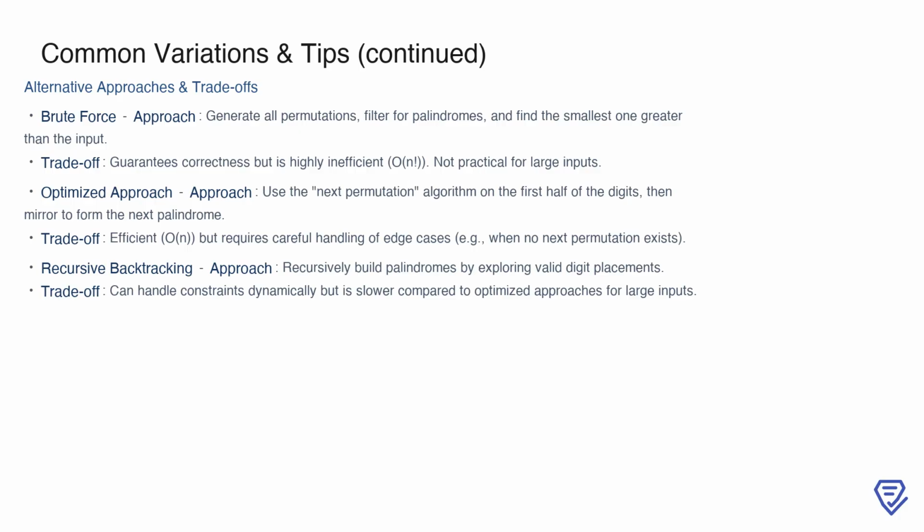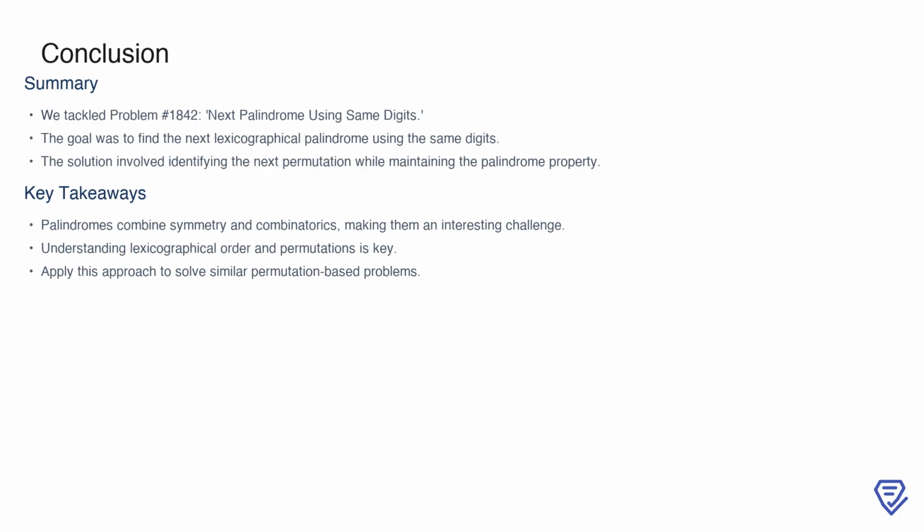This method is significantly more efficient, operating in O(n), but it requires careful handling of edge cases, such as when no next permutation exists. Another possible strategy is recursive backtracking, which explores valid digit placements to build palindromes dynamically. While this can handle constraints flexibly, it tends to be slower than the optimized approach, especially for larger inputs. Each method has its strengths and weaknesses, so selecting the right one depends on the specific constraints and requirements of the problem.